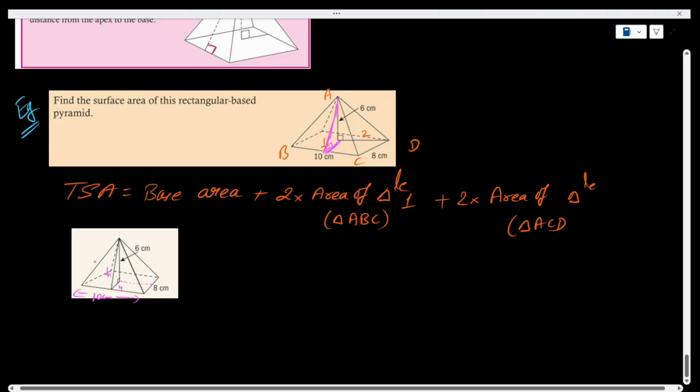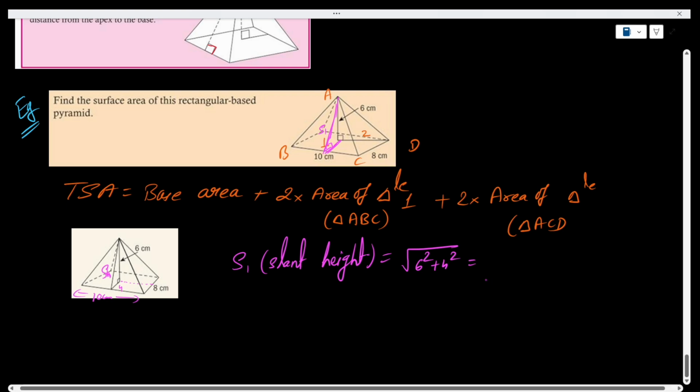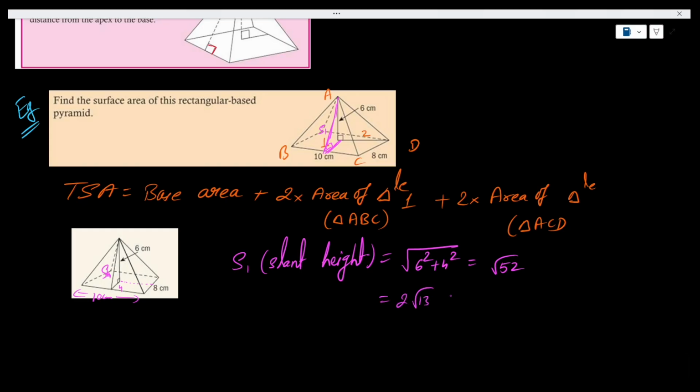So if I say this is S1, your S1, which is your slant height, because we have seen that's called slant height, is going to be, using Pythagoras theorem, because it is the hypotenuse of the right triangle, root of 6 square plus 4 square. Taking 6 square plus 4 square, you get root 52, and if you simplify this you will get 2 root 13 centimeter. Now you got this.